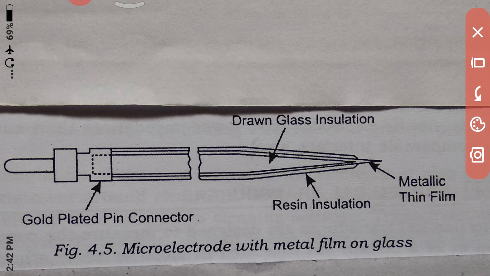This is a thin metal. If you interface this thin metal into the human body, it will give us a potential difference between positive ions and negative ions, which can be measured by using this gold plated pin connector to interface with the computer. So we can analyze the brain activity of the human body parts.